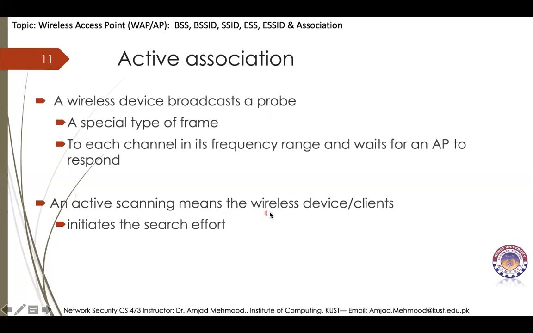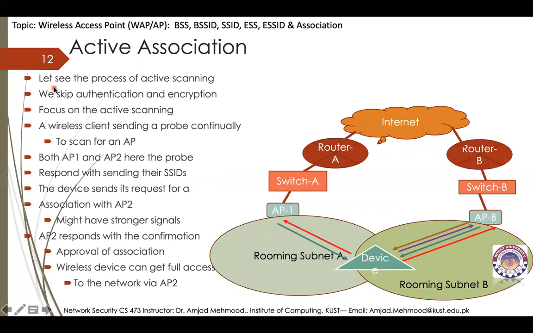Active scanning means the wireless device or client initiates the search effort. So the initiation of association will be done by the device in the network. Let's see the process of scanning. We skip the authentication and encryption and focus on active scanning, as we are studying active scanning. So we have skipped the process of authentication and encryption. A wireless client sends a probe continually to scan for an AP.